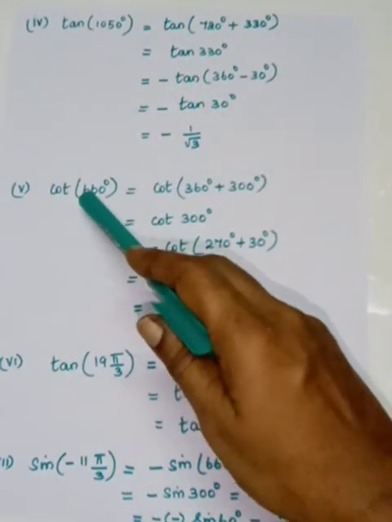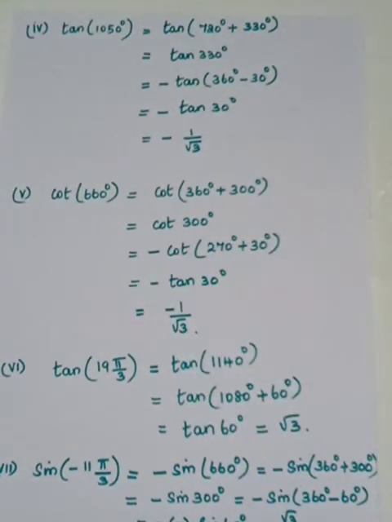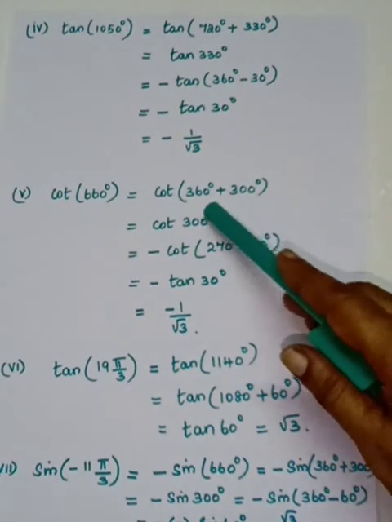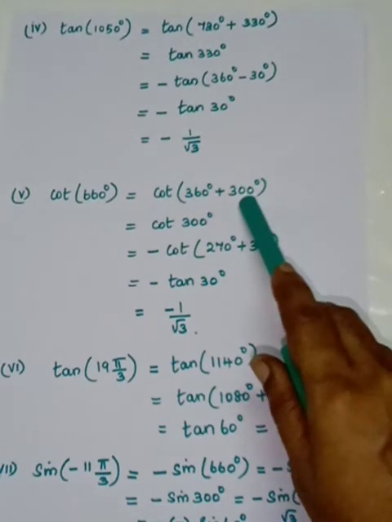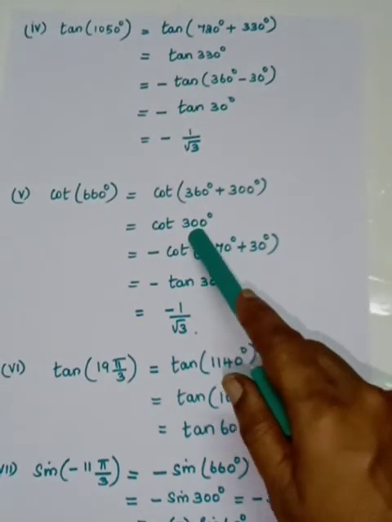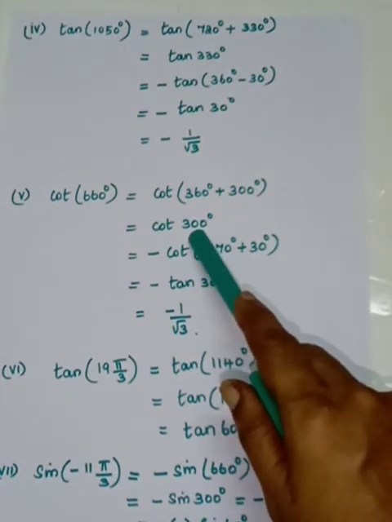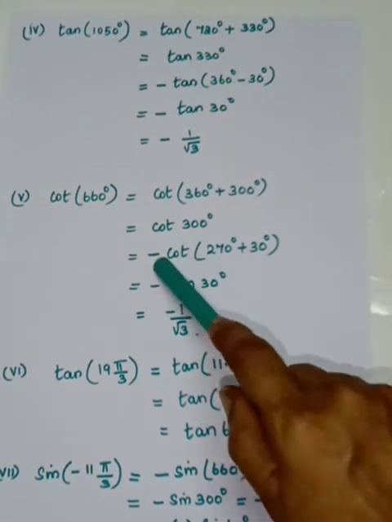And go for cot 660 degree. It is more than 360 degree, but it is less than 720 degree. So one full complete rotation is over. After completing one full rotation, the remaining angle is 300. So cot 300. What you have to do? 300, you see that. In which quadrant it lies? It lies in the 4th quadrant. So which are positive? Cos theta and secant theta. So it will be negative.